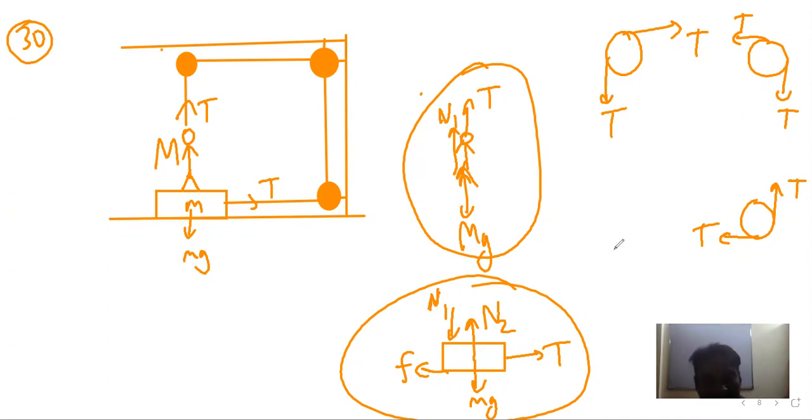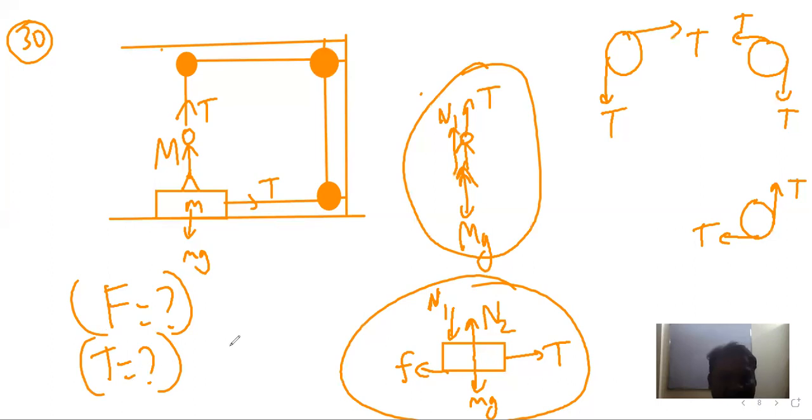And once we have marked these forces, we want to find the maximum value of capital F that man can exert. So that means we have to find the value of tension because man is exerting force on string. So we have to find the maximum value of tension. So in this case, along vertical direction, we have N1 plus T is equal to mg for the man diagram.